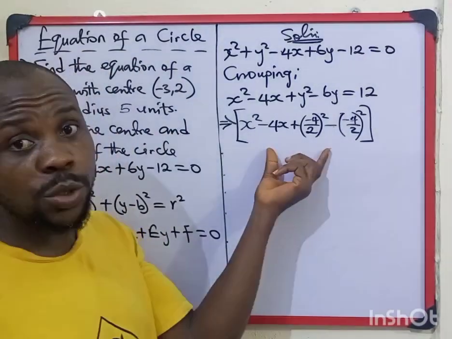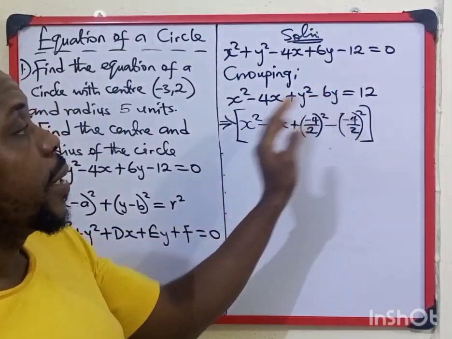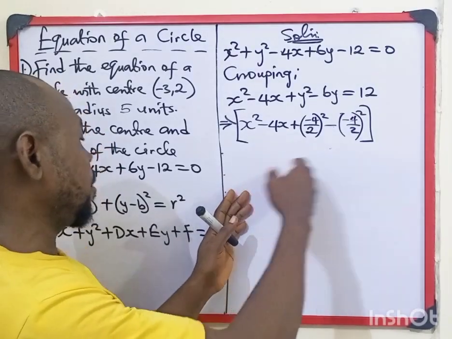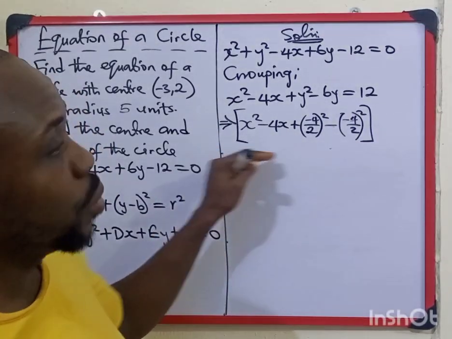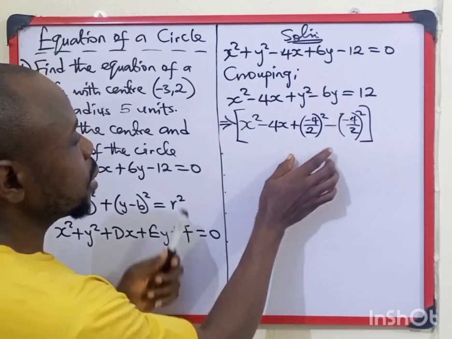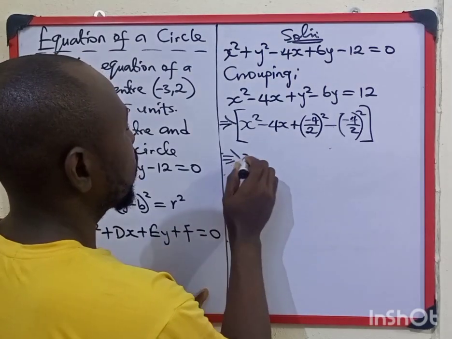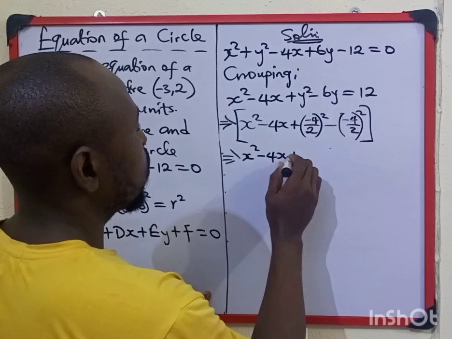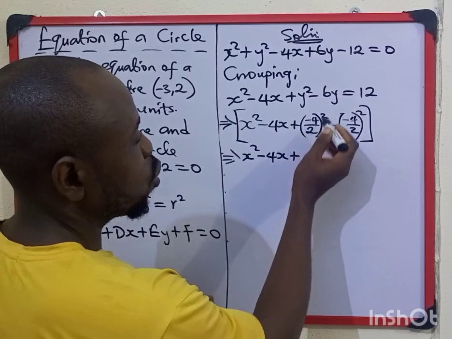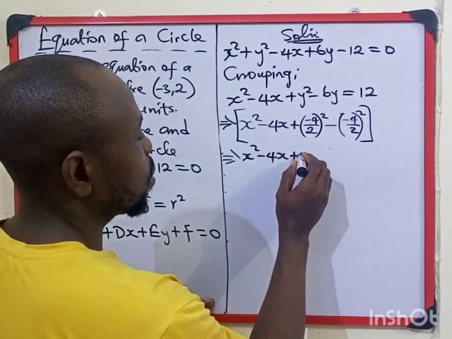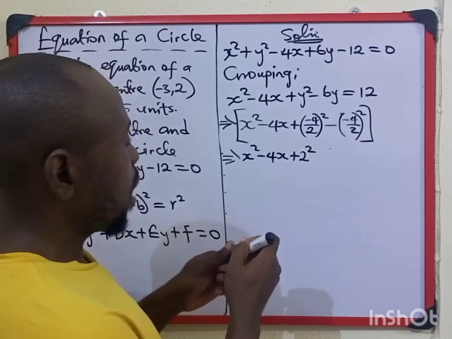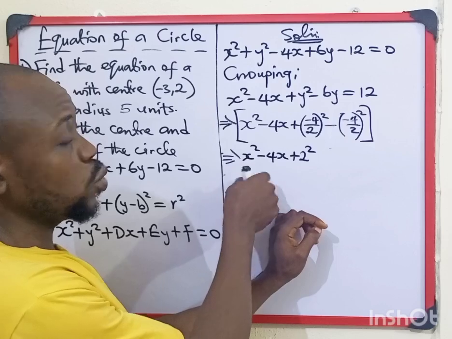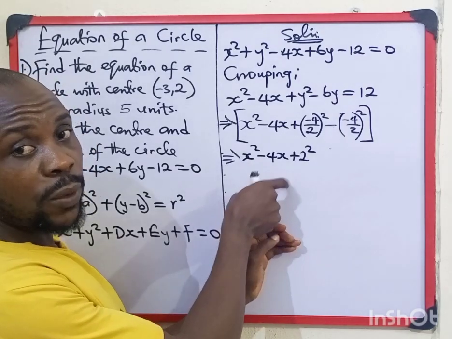So let's do for x first. After doing for x, we'll do for y, then after y, we can combine the two. So this gives me x squared minus 4x, then plus, because minus 4 over 2 is minus 2, but because of the square, it will change to plus. So I have 2 squared. I'm going to leave it this way so that it will enable me to know what should be inside the bracket.